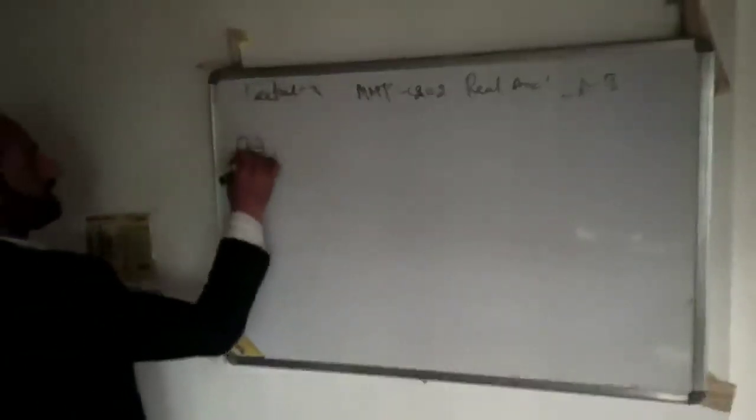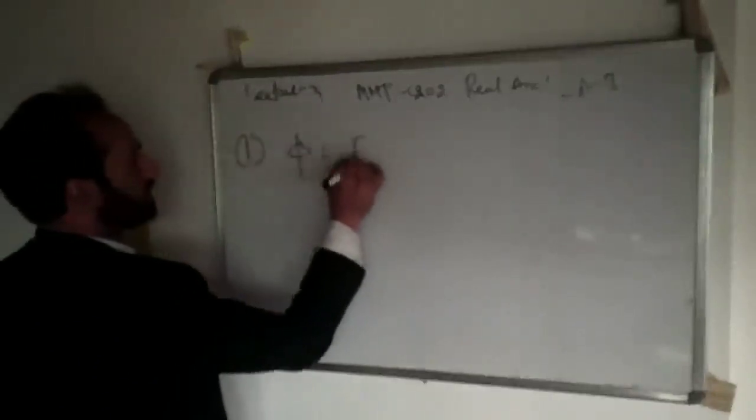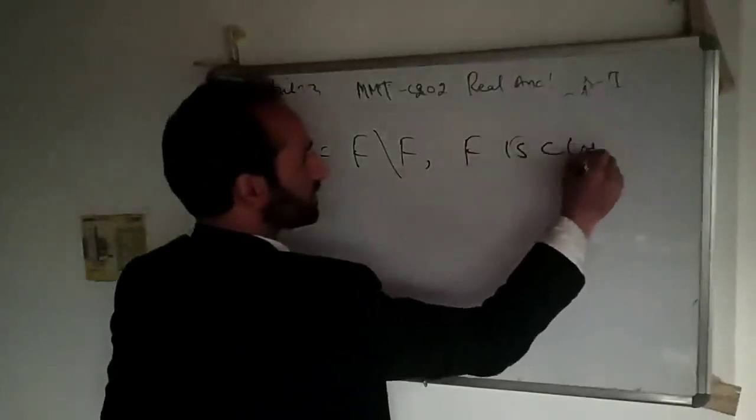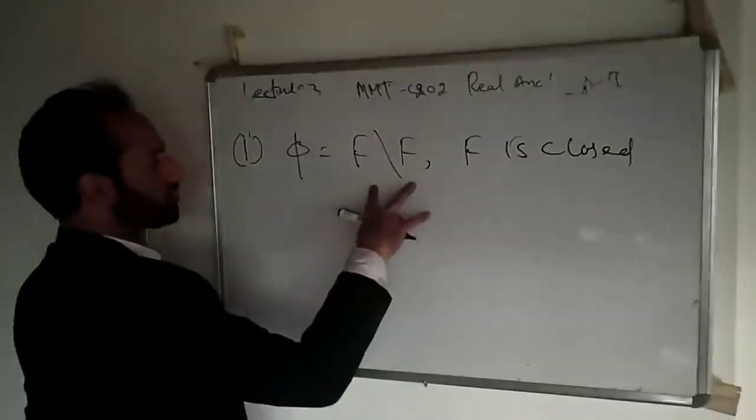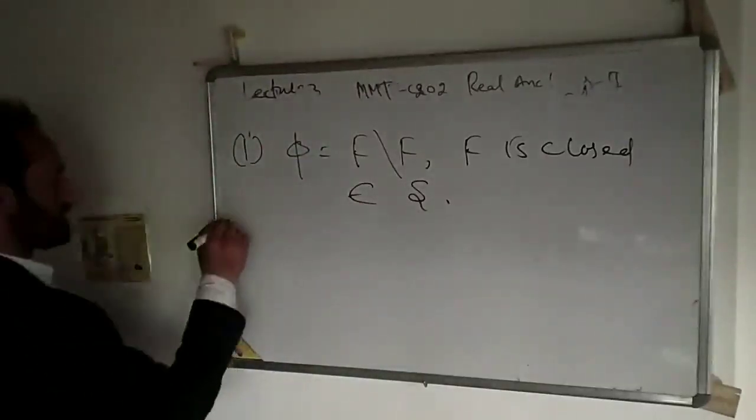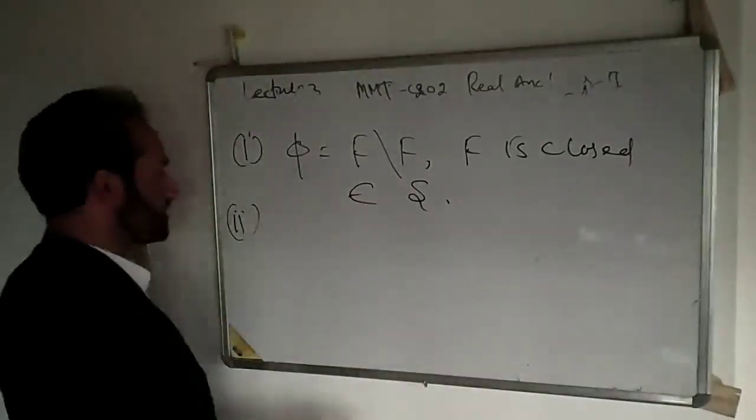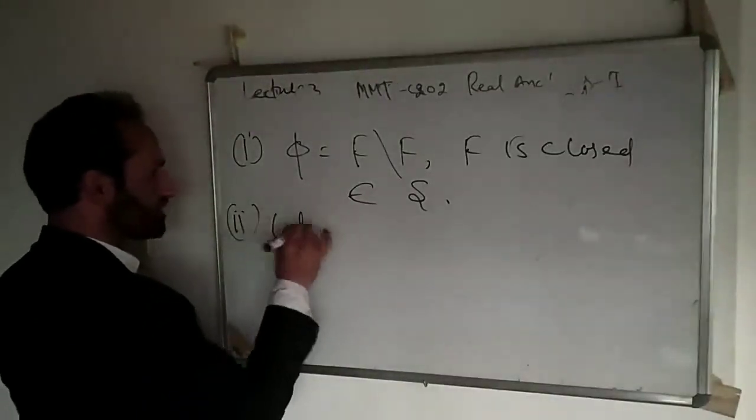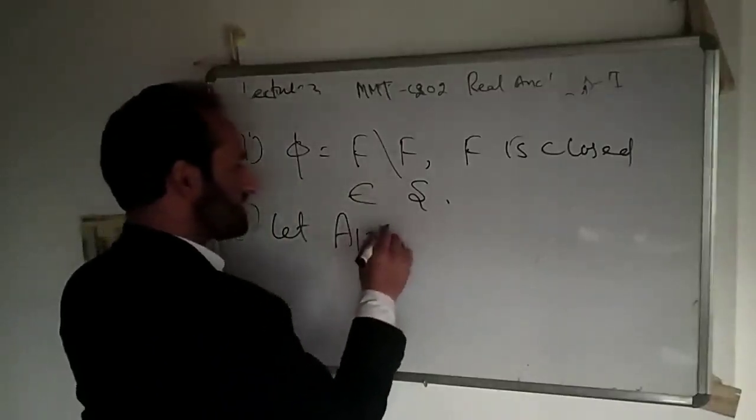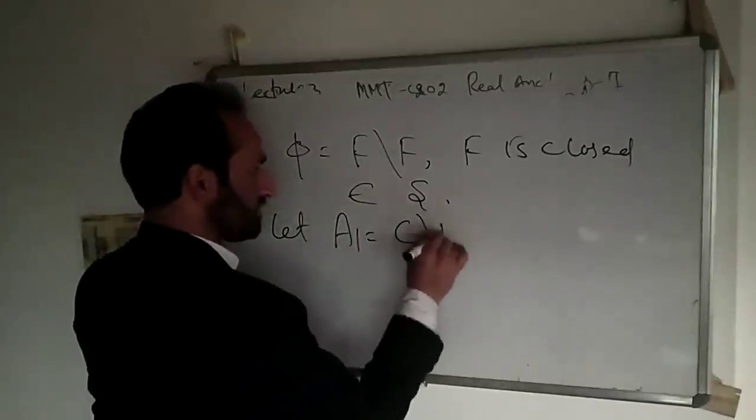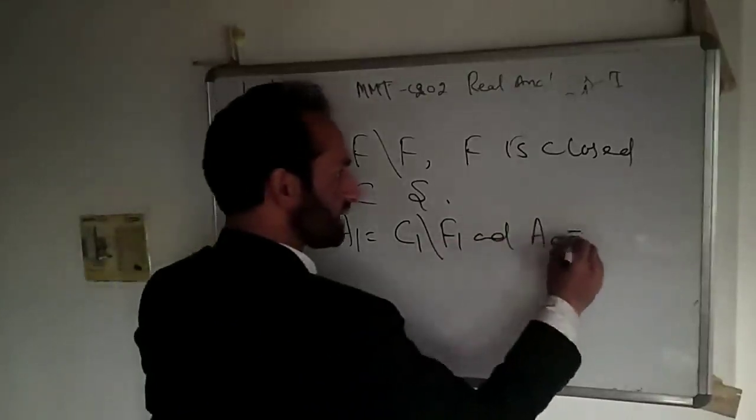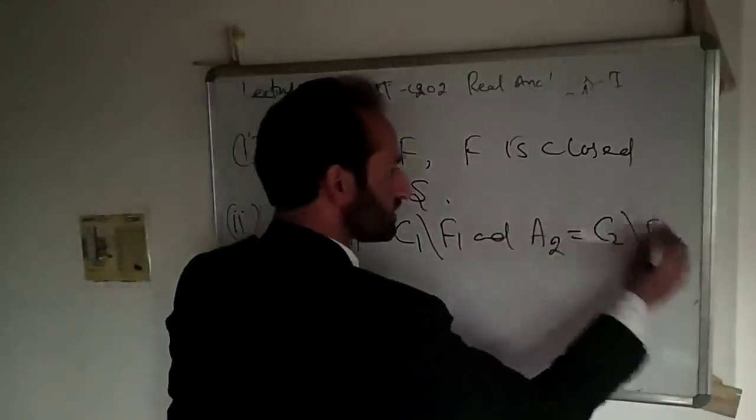So first property: we have phi equal to F minus F, where F is any closed set. The difference of two closed sets is a member of S, so phi belongs to S. Second property, closed with respect to finite intersection. So let's choose any two members of S. Let A1 be a member of S, the difference of two closed sets, say C1 minus F1, and A2 is also a member of S, again the difference of two closed sets.